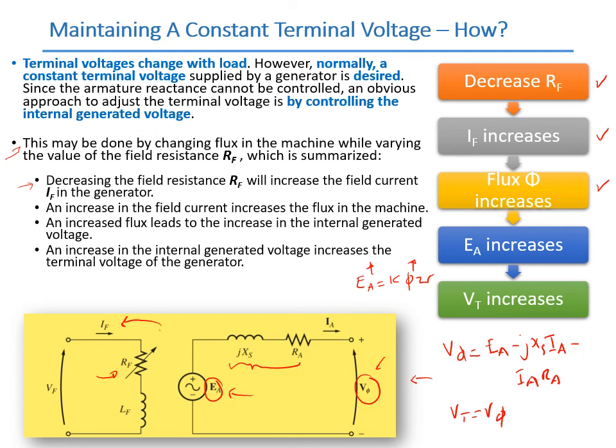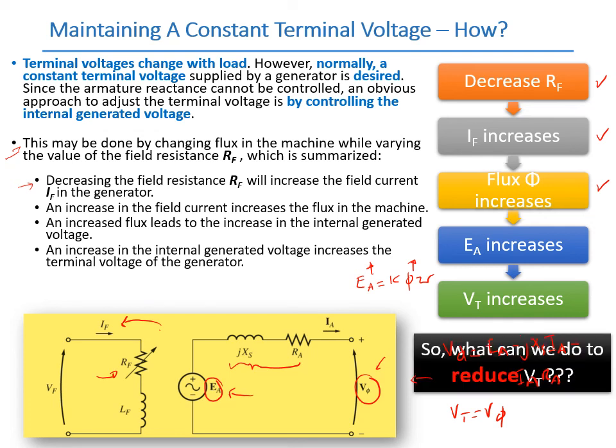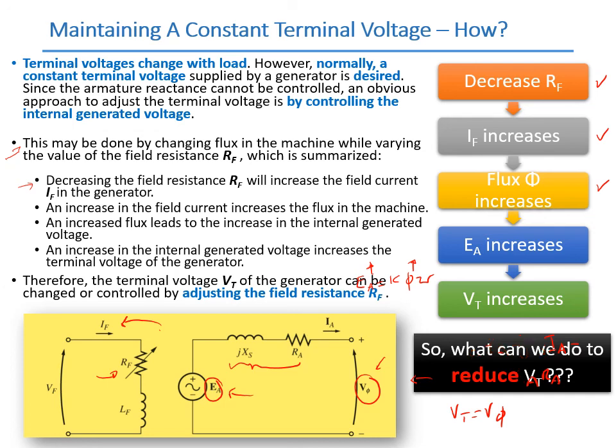And how can we decrease Vt? It is the other way around. Then it means that if we want to decrease Vt, we need to increase the field resistance. Yeah? To answer this question here, okay. Right. So this has answered the question how we can maintain a terminal voltage.